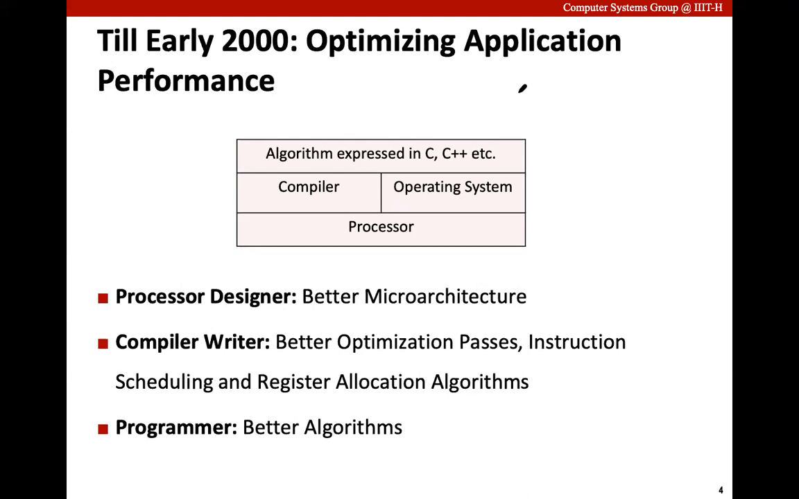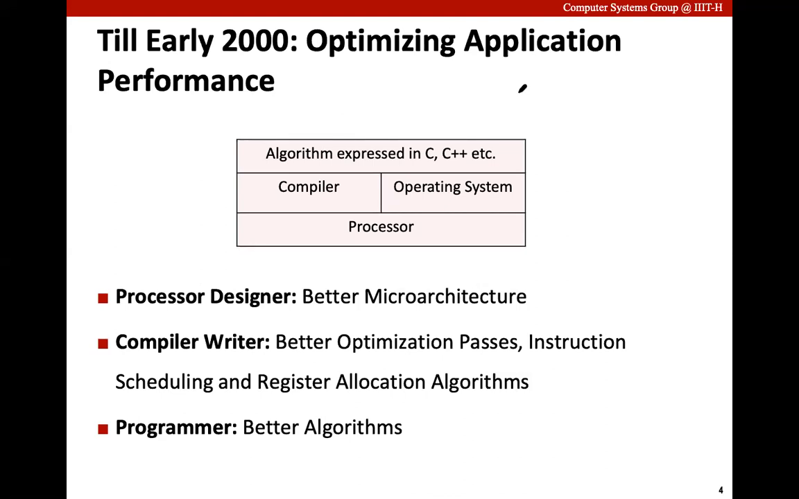And the programmers used to work on better algorithms. These algorithms are primarily the kind of algorithms you learn in an algorithms course, where you have the von Neumann model of computing underneath. That is, you just assume that there is a single thread of execution. So when people were designing algorithms, they were designing them primarily for sequential single thread of execution. This is the status till early 2000.